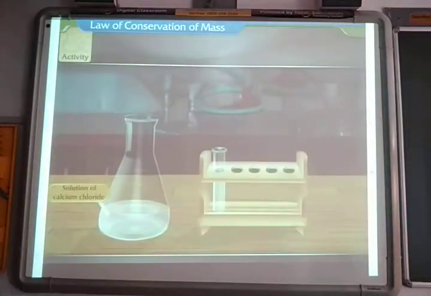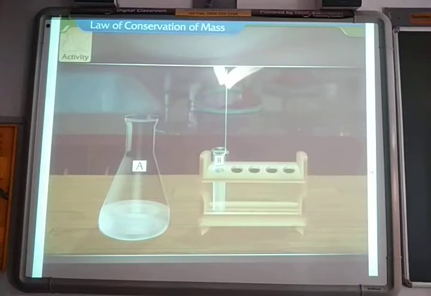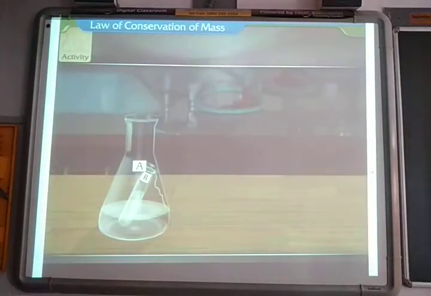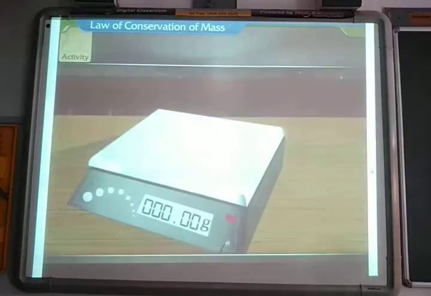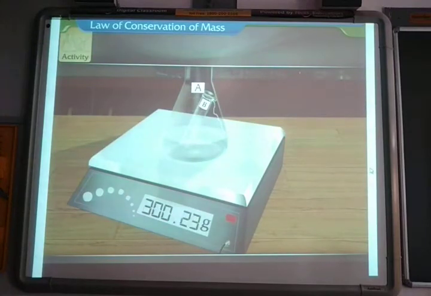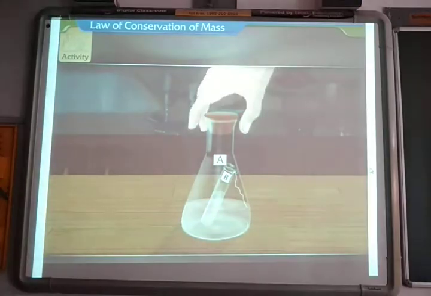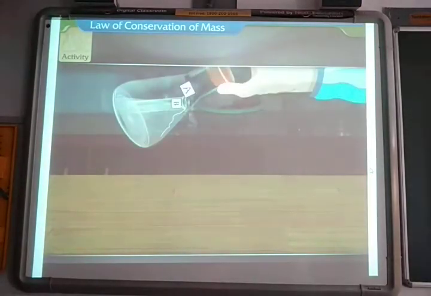Take a solution of calcium chloride in a flask labelled A and a solution of sodium sulfate in a test tube labelled B. Tie a thread to the test tube and carefully lower it in the flask. Cork the flask to make it airtight. Now weigh the flask on a balance. It weighs 300.23 grams.